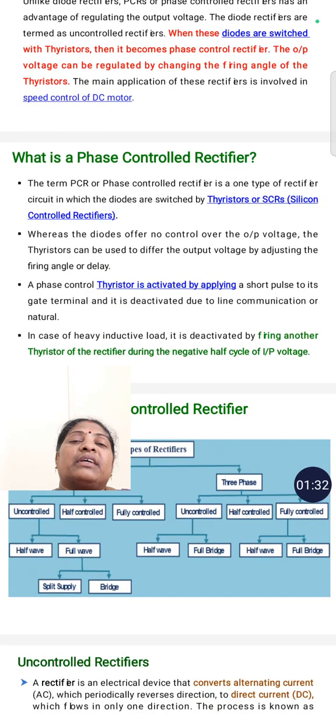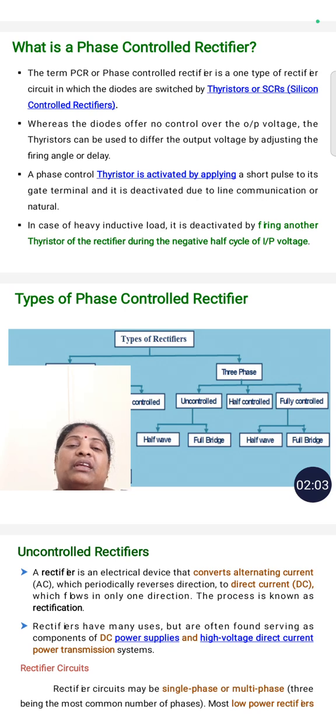It is a type of rectifier circuit in which the diodes are replaced by thyristors or SCRs, whereas diodes offer no control over the output voltage. The thyristor can be used to vary the output voltage by adjusting the firing angle or delay. The phase control thyristor is activated by applying a short pulse to its gate terminal, and it is deactivated by line or natural commutation. In the case of a heavy inductive load, it is deactivated by firing another thyristor of the rectifier during the negative half cycle of the input voltage.